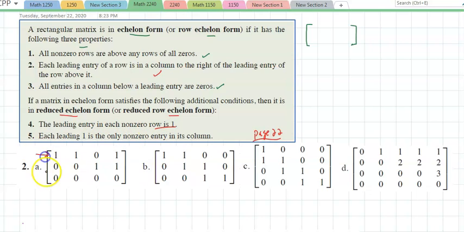So these are the rows. The leading entry, if you move to the right, if it's non-zero, it has to be a 1. And for example, here it doesn't work because that's a 2. That doesn't count. Each leading 1 is the only non-zero entry in its column. So for example, it doesn't work right there. This is not reduced. Here, this is not reduced.